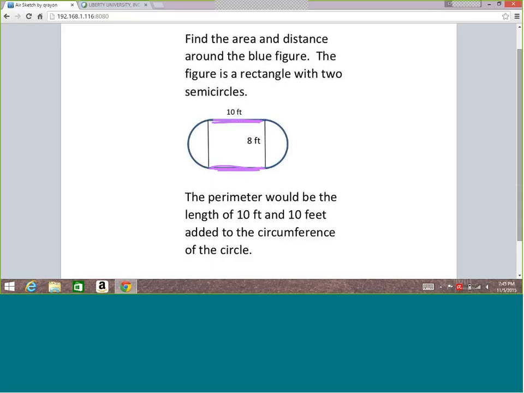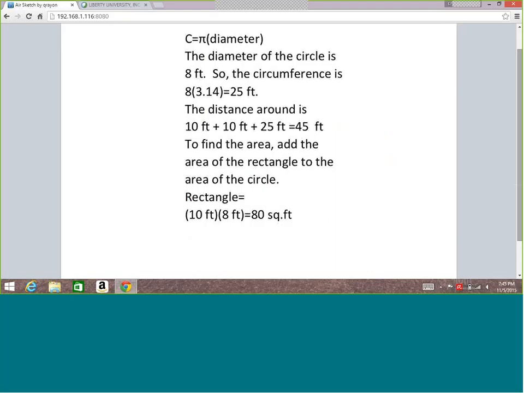But then you also have to take into account the curved pieces. And since they're semicircles, the curved pieces, when you put them together, it makes a circle with diameter 8 feet. So we're going to use this fact to find the perimeter. So the perimeter, I'm going to add the 10s together, but then I also need to find the distance around that circle, which would be the two semicircles added together. Okay, so I'm going to use the circumference formula, which is pi times diameter. So I'm going to take 8 times 3.14 to get the circumference of 25 feet.